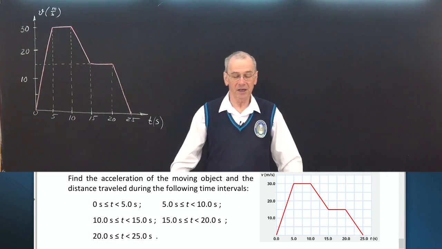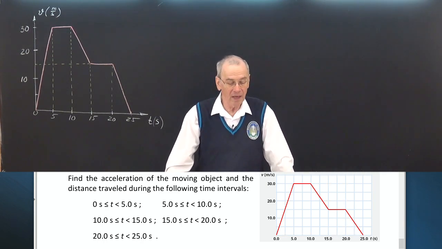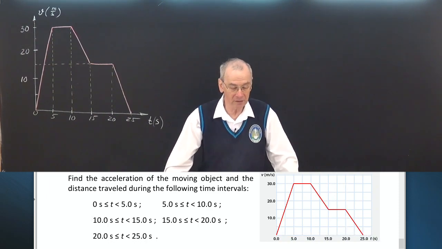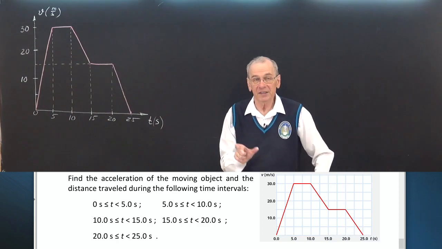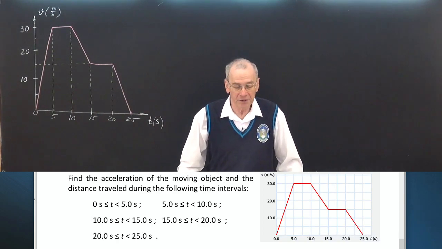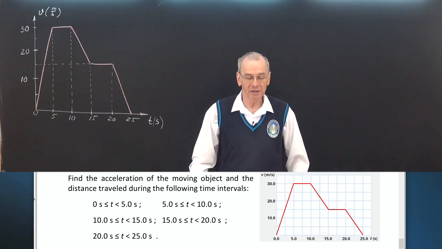Find the acceleration of the moving object and distance traveled during the following time intervals. You have 5 time intervals. The duration of each interval is 5 seconds.